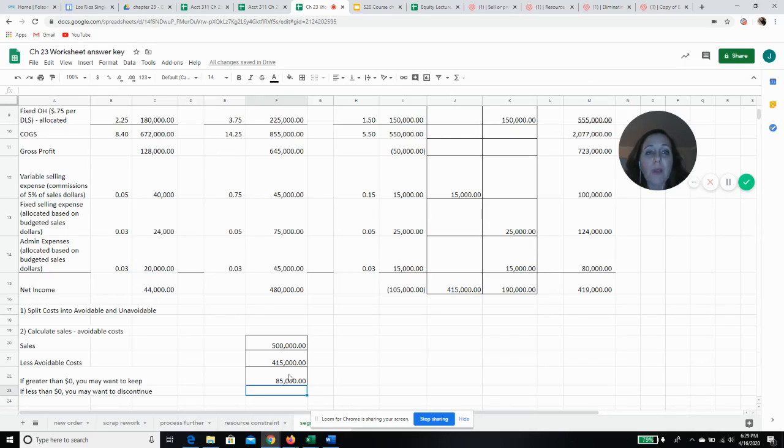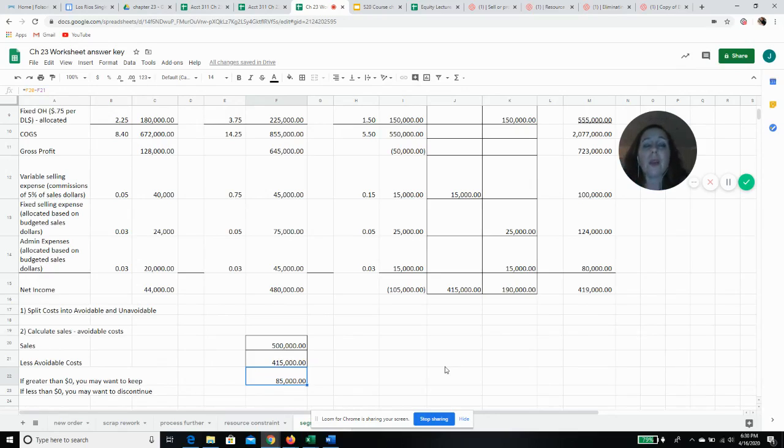That means that by producing product C, we have $85,000 with which to absorb some of our fixed costs. If we got rid of product C, our overall net income would decrease by $85,000 because these unavoidable costs, the $190,000, would have to get allocated to products A and B. Our company would not be able to avoid paying those. So even though product C looks like it makes a loss, in reality, the reason it's operating at a loss is because of those fixed costs being allocated to it. And without those fixed costs, it's actually making a profit of $85,000.